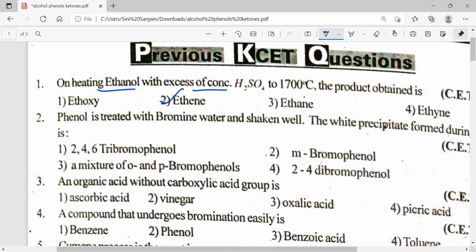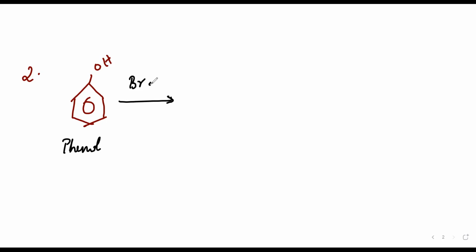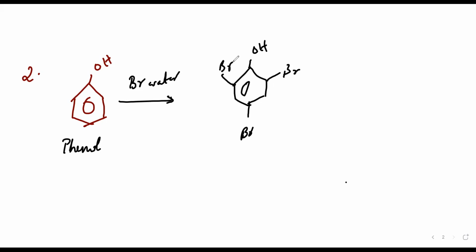So second one: phenol is treated with bromine water and shaken well. The white precipitate formed during the reaction is which one? So for the second question, I'll draw the phenol. That is benzene with the OH. This is my phenol. This I am mixing with bromine water. Then what is the product formed? Obviously, OH will be here, Br here, Br here, and Br here.